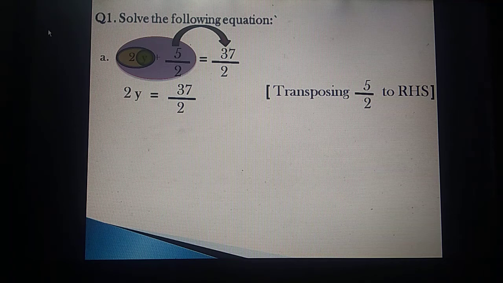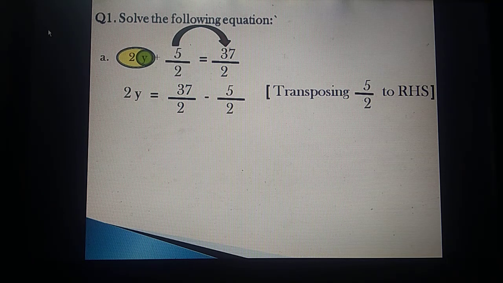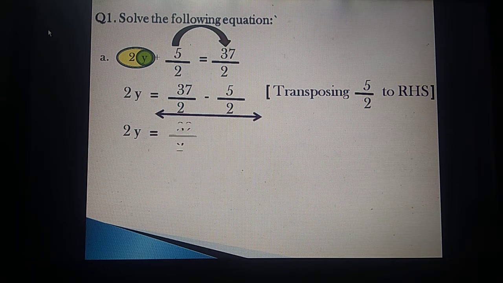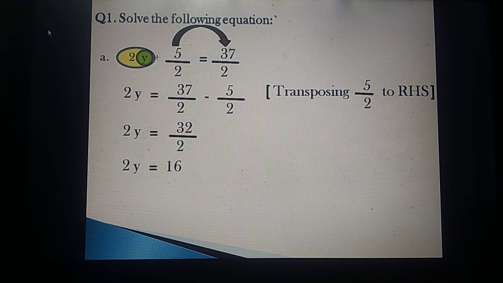As we are transposing 5 by 2, it was with a plus sign. Now it will come with a minus sign. Now you will solve the right part. Here the denominators are the same, so no need to find the LCM. Just subtract the numerators. We will find the answer as 32 by 2. Now we can further write 2y equals 16.